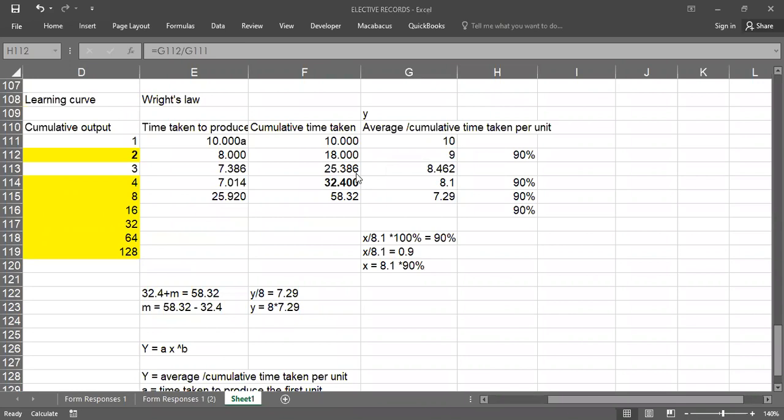Kindly talk about it when they ask for the next. Whenever they ask, I've just answered the one for next. Maybe I should say the first. If they ask for the first 4 units, if it is cumulative time taken, the answer is this one. If it is average time, this is the cumulative time.